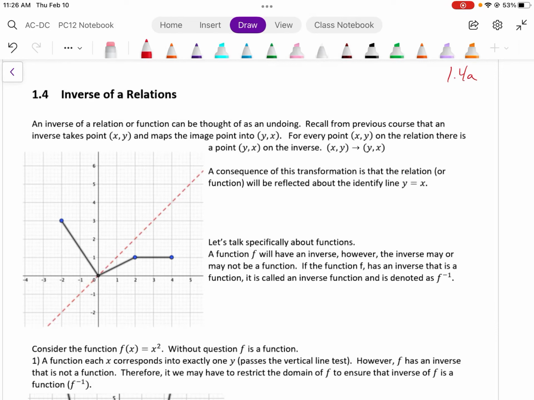Welcome. Today we're going to talk about inverse of relations. An inverse of a relation or a function can be thought of as an undoing. If a function does something, the inverse undoes it.